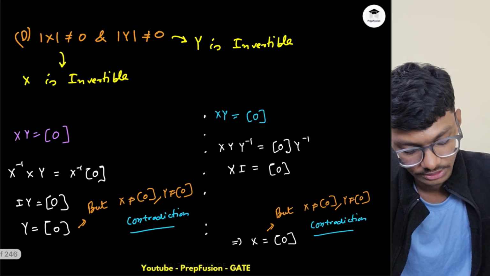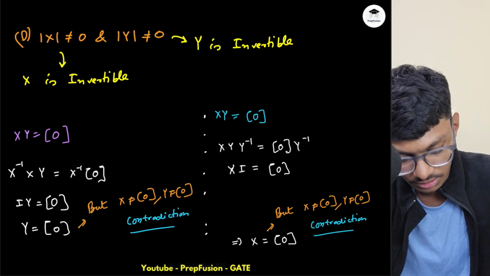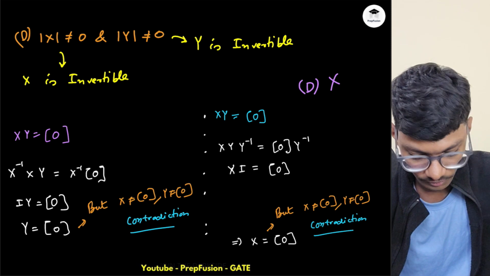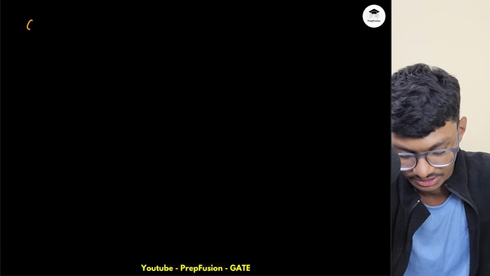Okay, fine. So both of them are contradicting. Obviously this D option also won't be correct. So here D is not correct. So what is correct? Obviously only one option is remaining, so C will obviously be correct here.